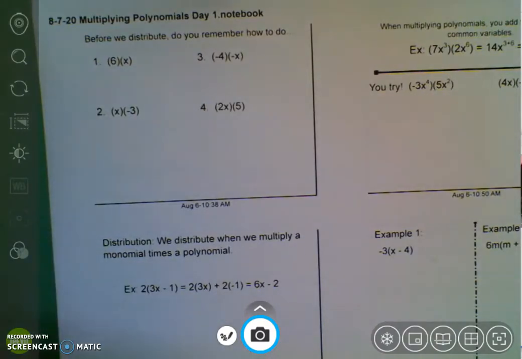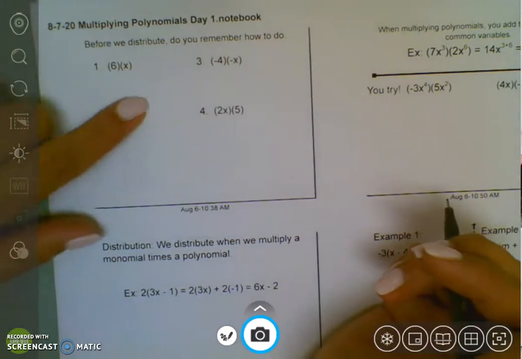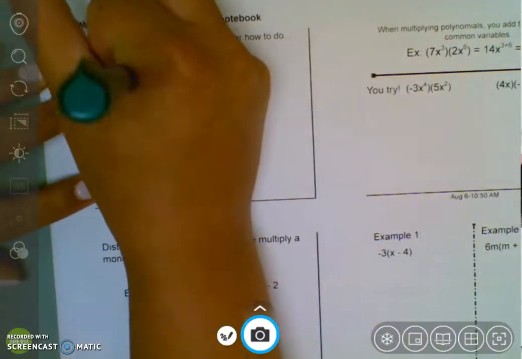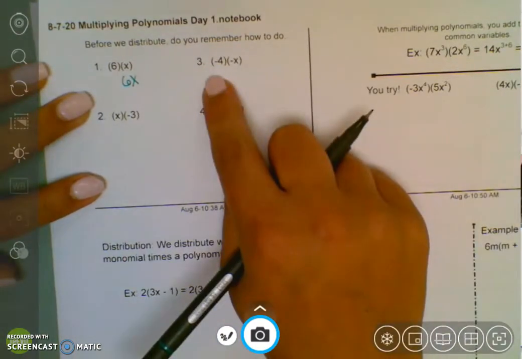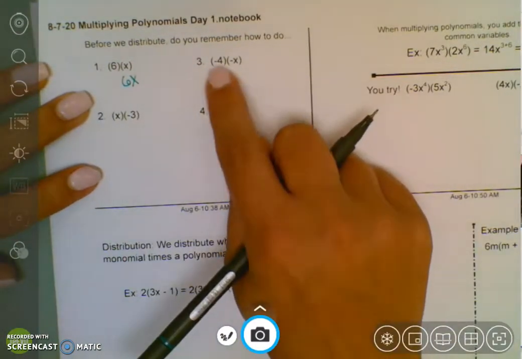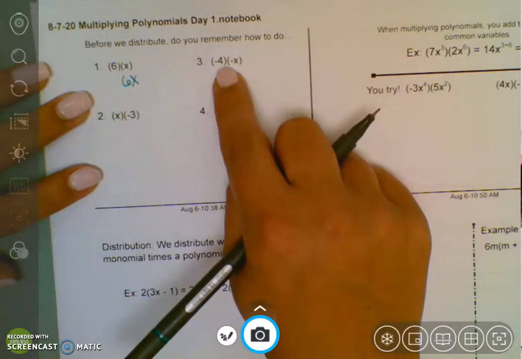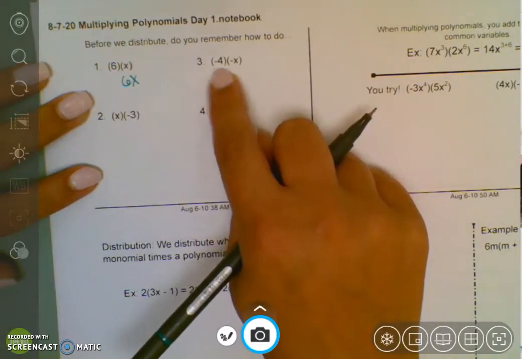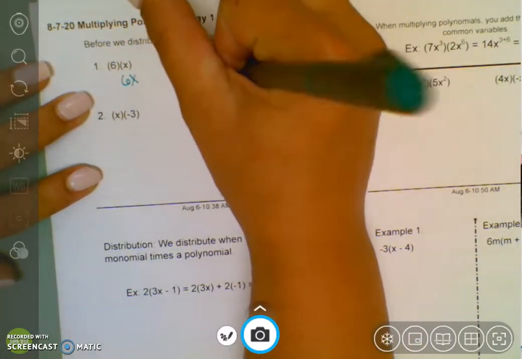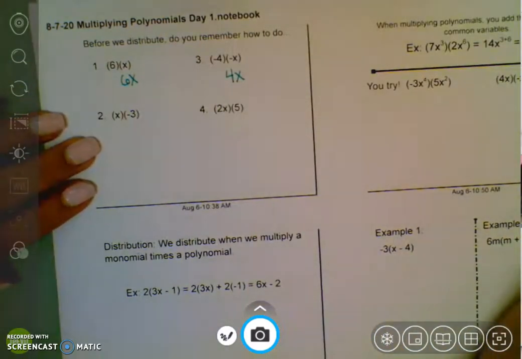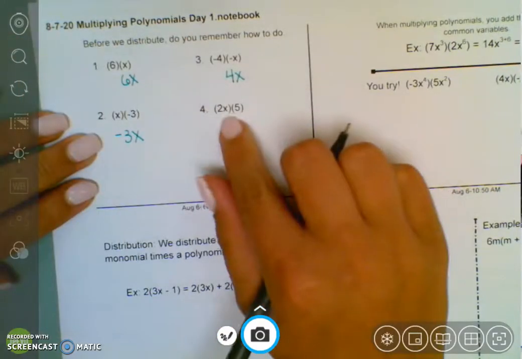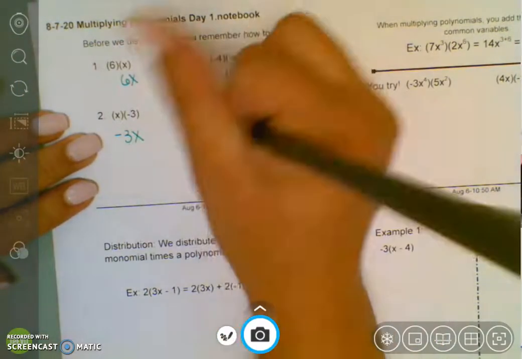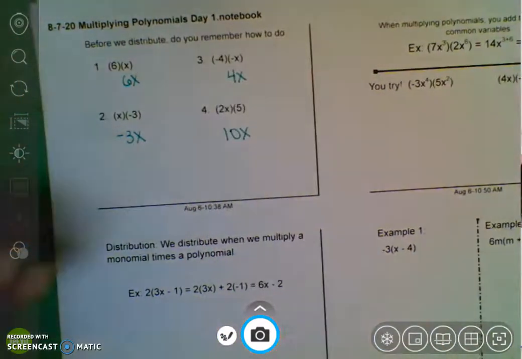Okay, so for these in the top box, 6 times x is the same thing. It's just 6x without parentheses. Negative 4 times negative x, a negative times a negative makes a positive. So 4 times x is just going to be 4x. X times negative 3 is a negative 3x. And 2x times 5 is going to be a 10x. If you didn't remember those, go ahead and copy those down.